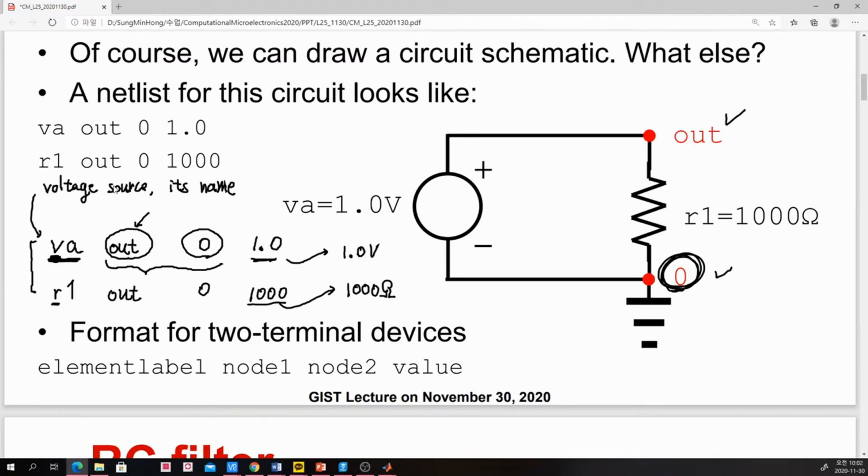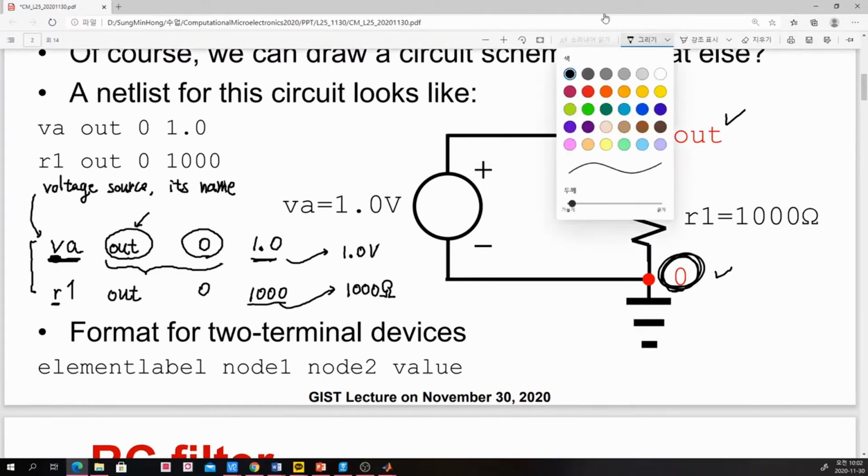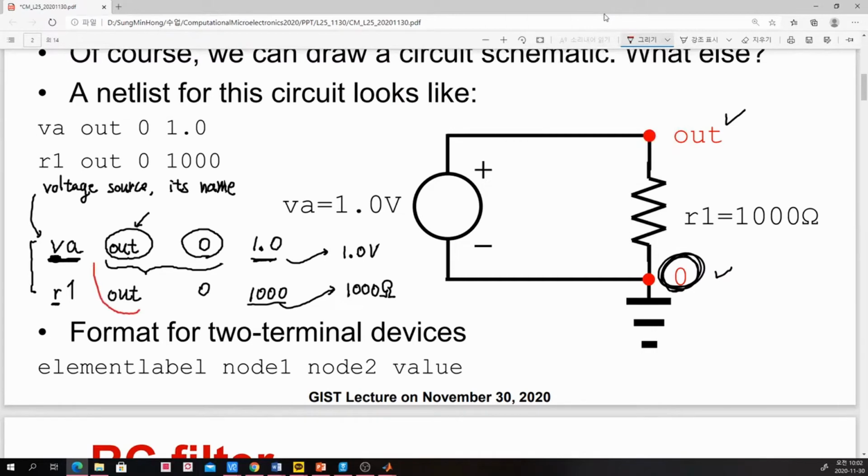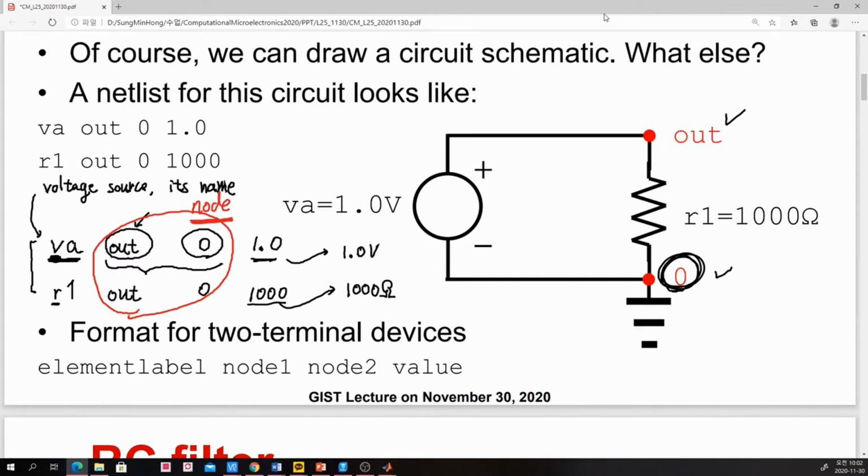But I think that compactness is quite an attractive thing in this description, but in my opinion, the more important thing is that for the connectivity description, we now introduce node information by specifying the node instead of connected terminals. That is the point. So the node is the key component to describe the connectivity information.